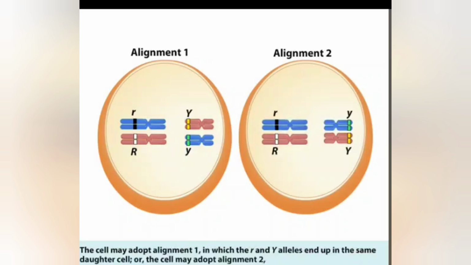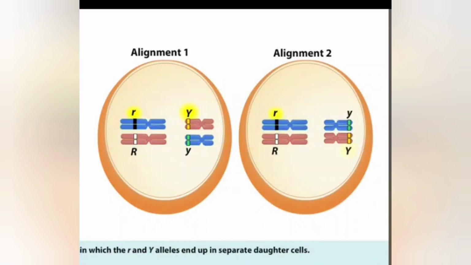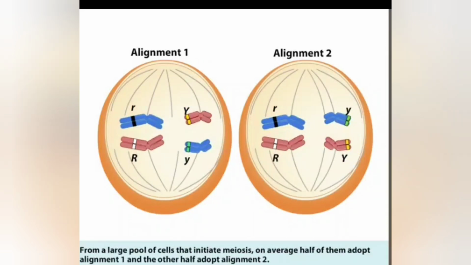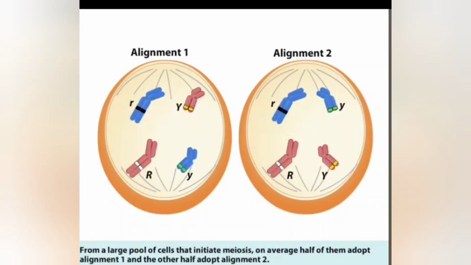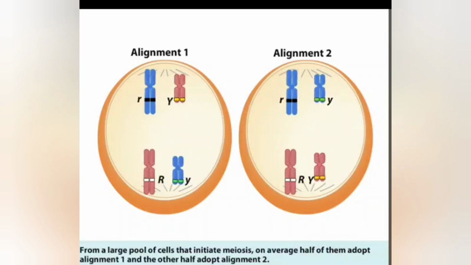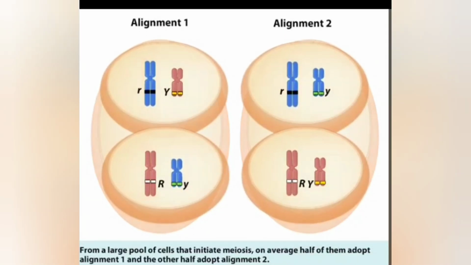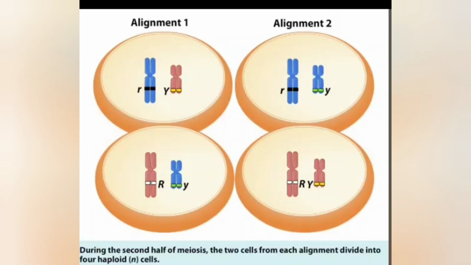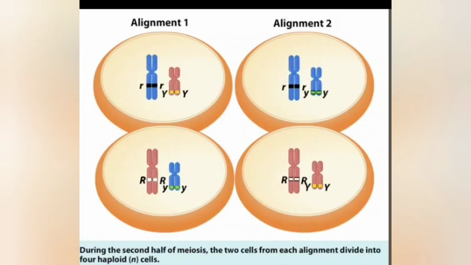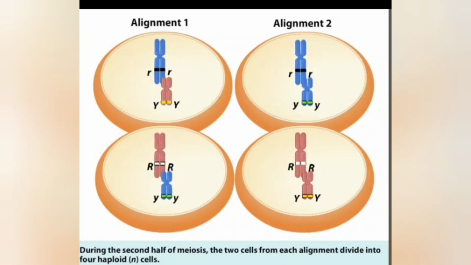The cell may adopt alignment 1, in which the little r and big Y alleles end up in the same daughter cell. Or the cell may adopt alignment 2, in which the little r and big Y alleles end up in separate daughter cells. From a large pool of cells that initiate meiosis, on average, half of them adopt alignment 1, and the other half adopt alignment 2. During the second half of meiosis, the two cells from each alignment divide into 4 haploid cells.